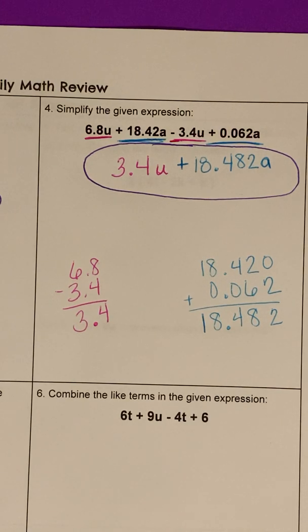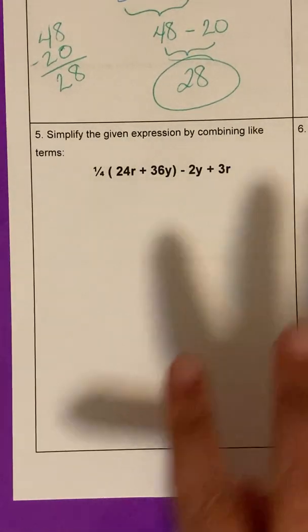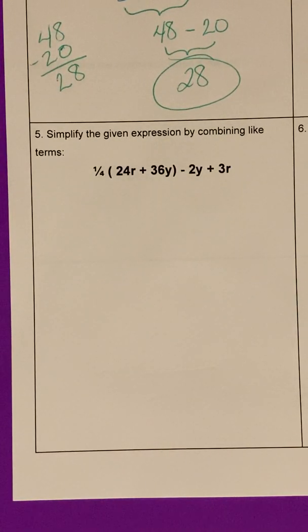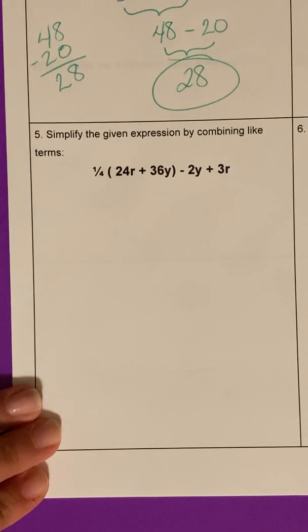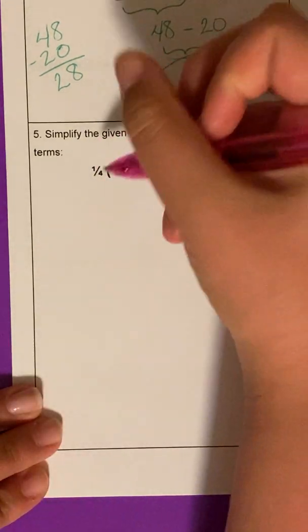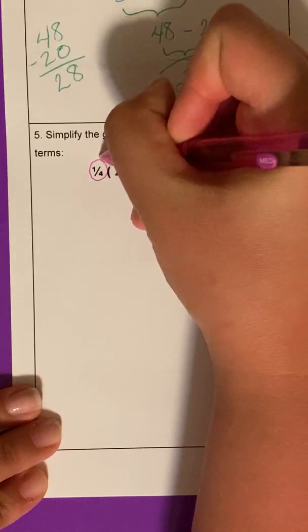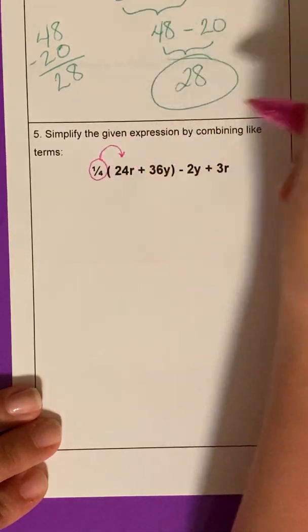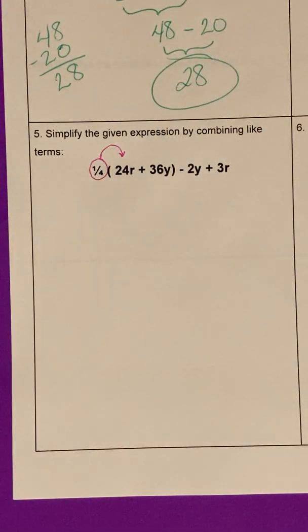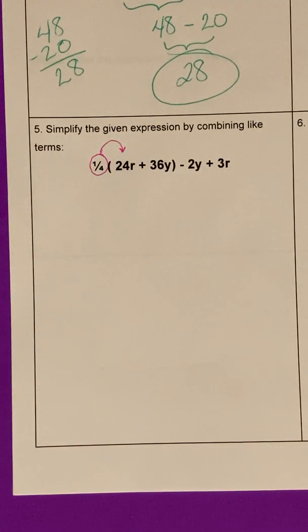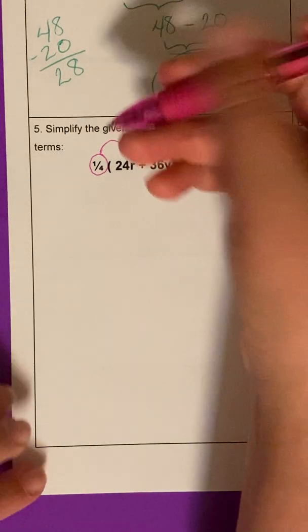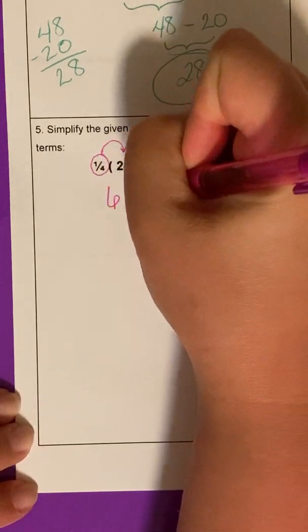All right, now let's take a look at number 5. Simplify the given expression by combining like terms. We have 1/4 in front of these parentheses. Whenever we have a number in front of parentheses, remember, we can use the distributive property to simplify it. So what is 1/4 of 24? 1/4 times 24, or 24 divided by 4. I know 6 times 4 is 24. So we're going to have 6, and I'm going to keep the r.